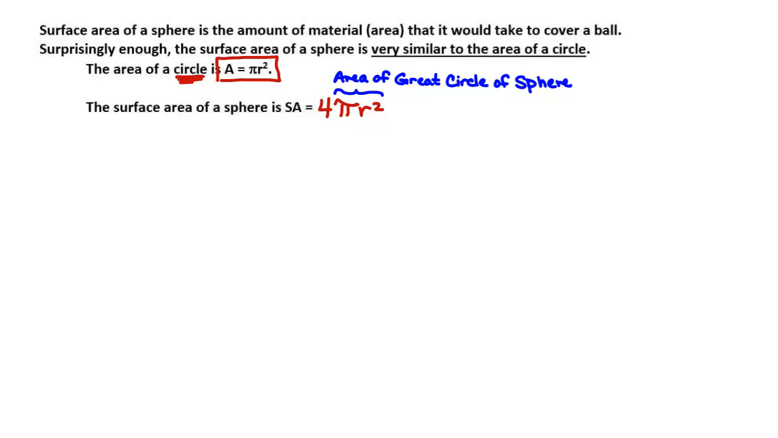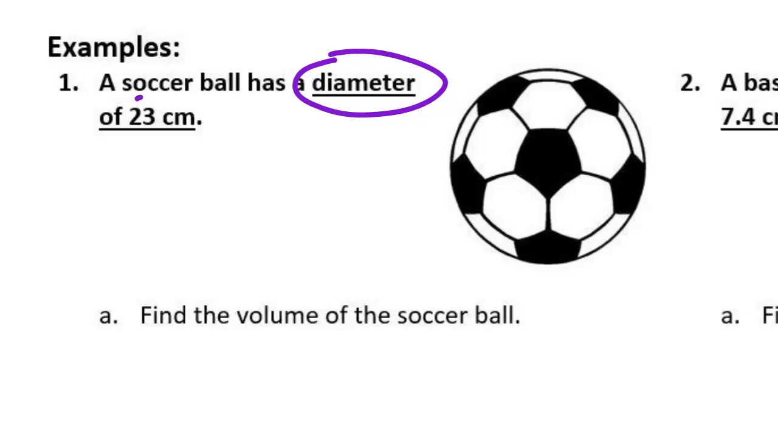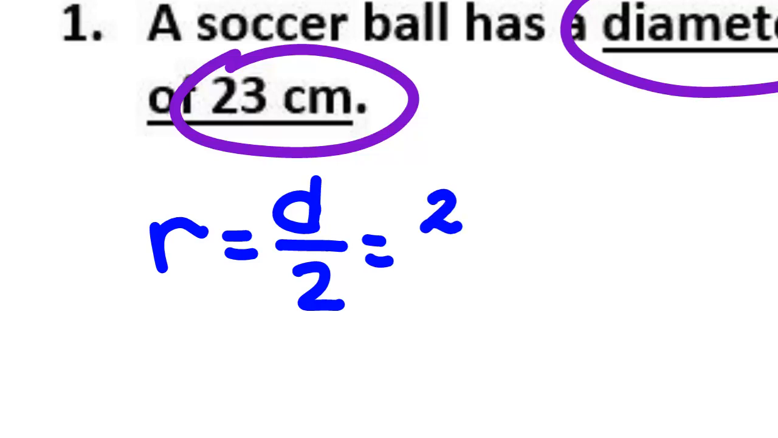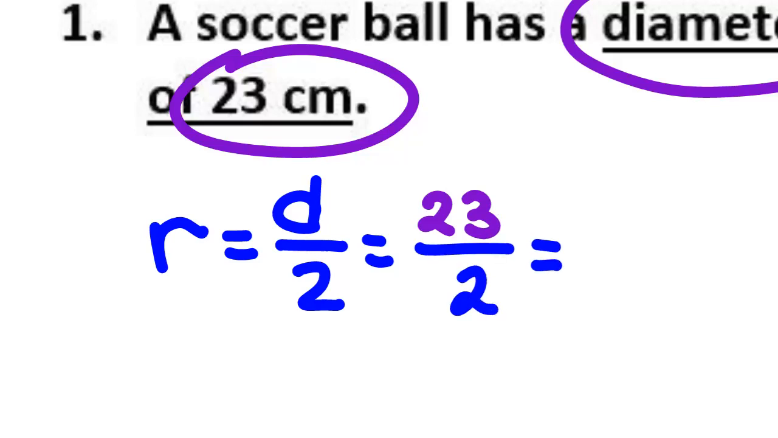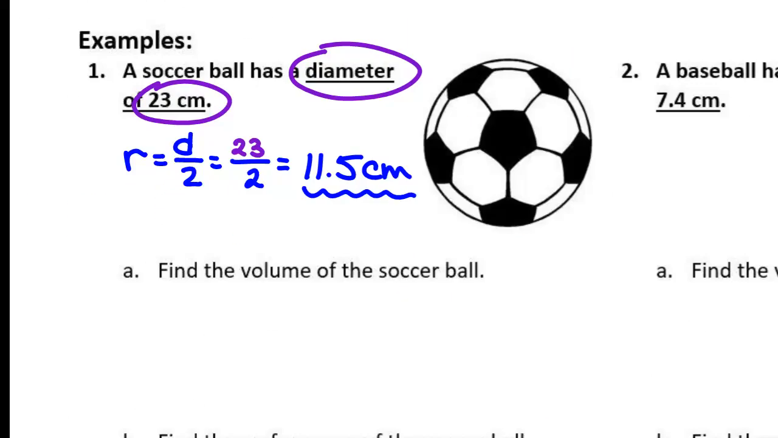Okay, let's flip over to page 11 and try a couple examples. All right, we have a soccer ball here. It has a diameter of 23 centimeters, but I don't want the diameter, I want the radius. How do I find the radius if I have the diameter? Divide it in half. We take the diameter, divide it by 2. 23 divided by 2 would give me what? 11.5 centimeters for my radius.